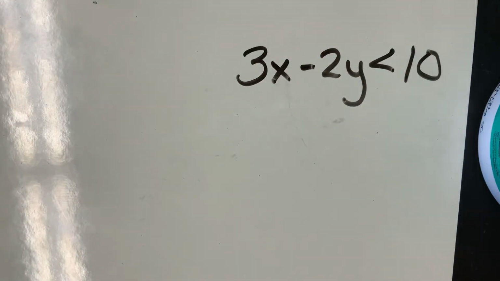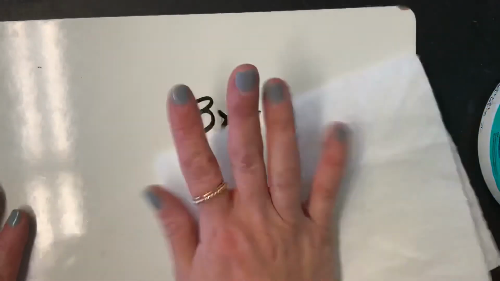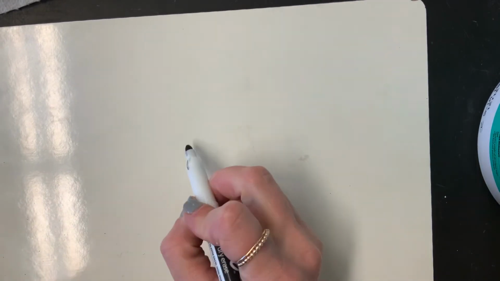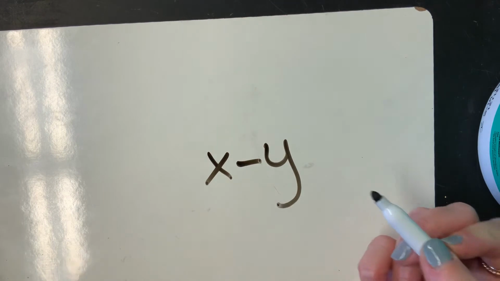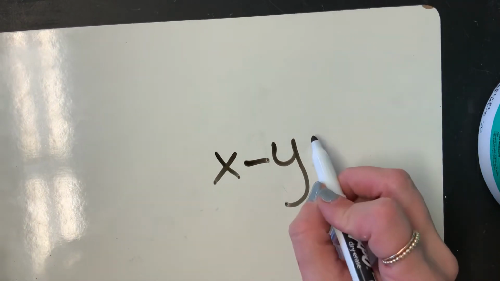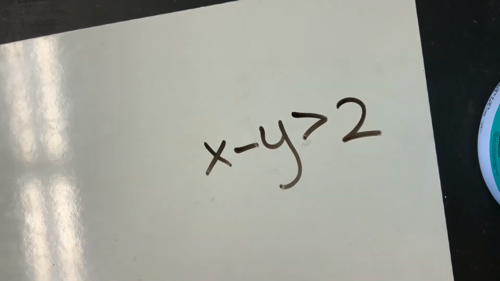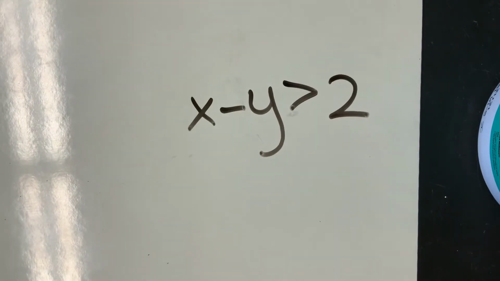Let's do one more of these. Because the focus is on the shading and the dashed line or solid line, not the standard form. But a lot of the times it gives it to you from standard form. Let's do x minus y is greater than 2. Not a whole lot of numbers because the coefficients are just 1. You can put 1s for the coefficients if you want to.